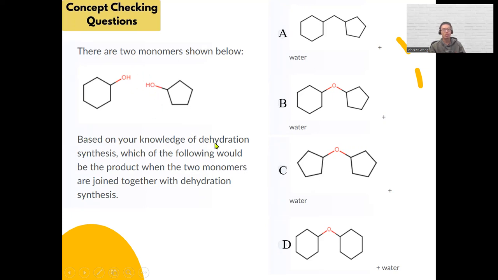Based on your knowledge of dehydration synthesis, which of the following would be the product when the two monomers are joined together with dehydration synthesis? When I put these two things together by removing a water molecule, which of these would be the expected result?